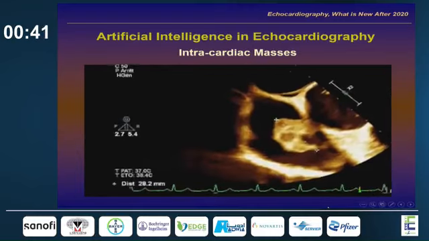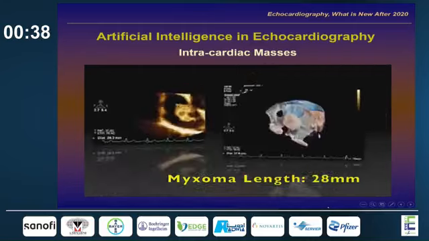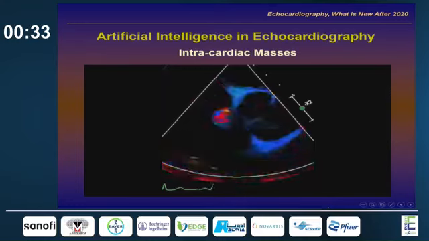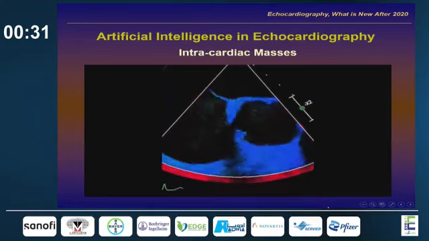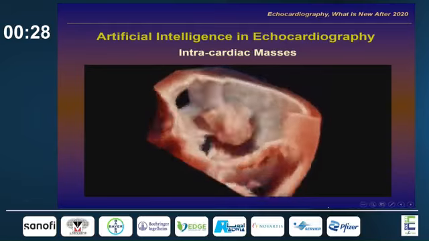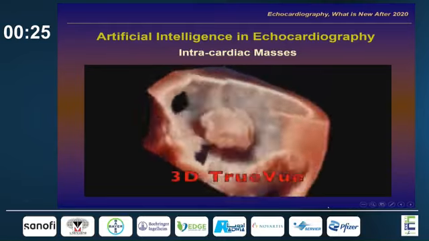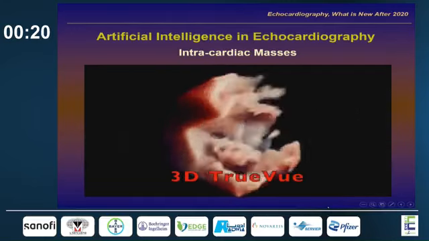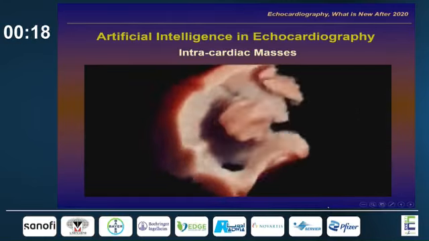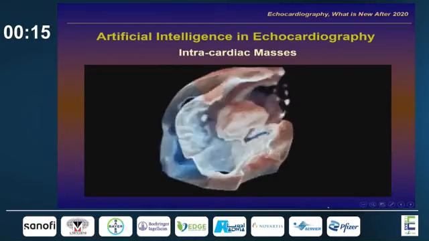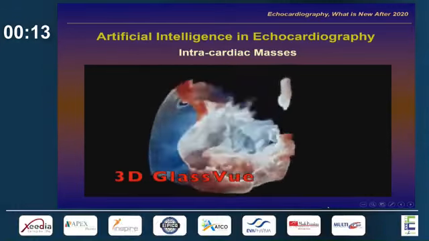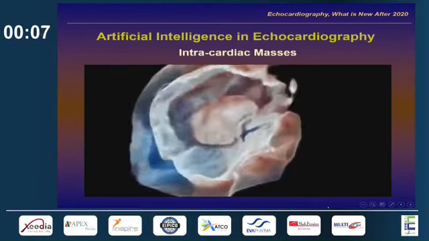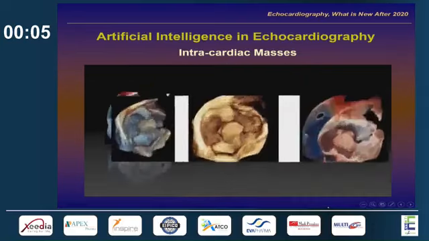Here you can see the myxoma size, and you can assess it by 2-dimensional echo, and here the artificial intelligence could help you see how much it's related to the interatrial septum, how much it can pass into the left ventricular inflow. And you can see by artificial intelligence what's called the 3D true view. The true view makes it look like intracardiac echo. And then came what's called the glass view. The glass view can show you exactly how much this disease is related to the nearby structures.